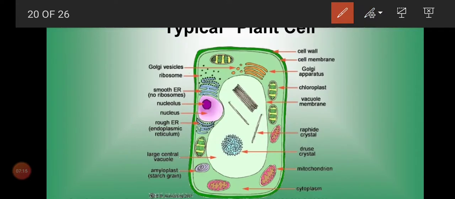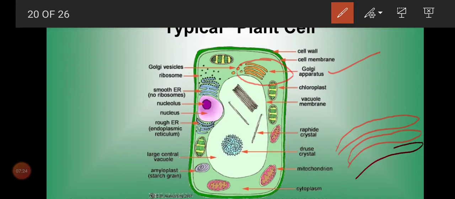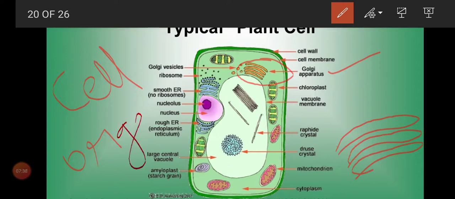Next one we can call the Golgi apparatus. These small flattened sac-like structures we can call the Golgi apparatus. Whatever I am telling, all these parts of the cell we can call cell organelles. Now we are going to learn about different cell organelles. Cell wall and cell membrane are common, and we won't call them cell organelles, but we are going to learn Golgi apparatus, chloroplast, everything. All these we can call cell organelles.